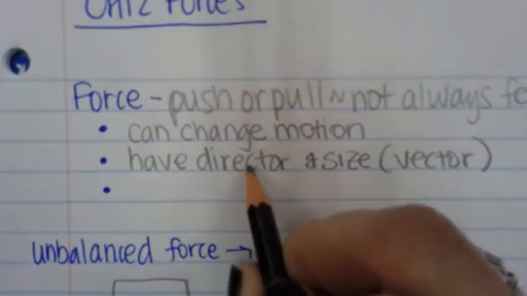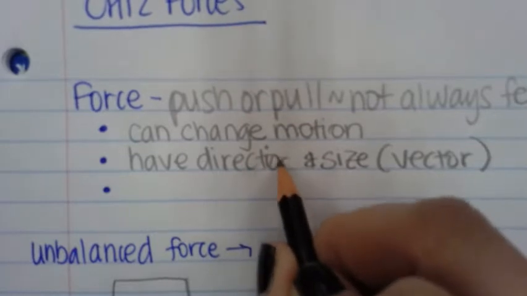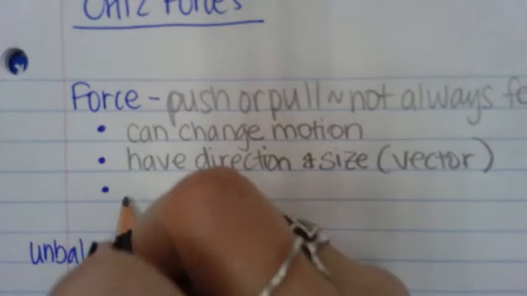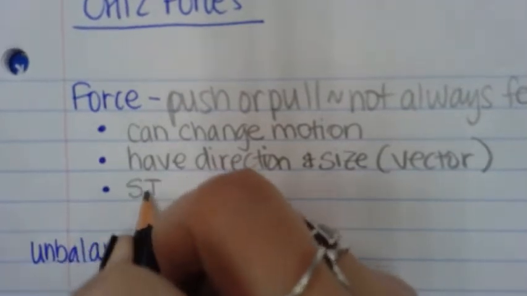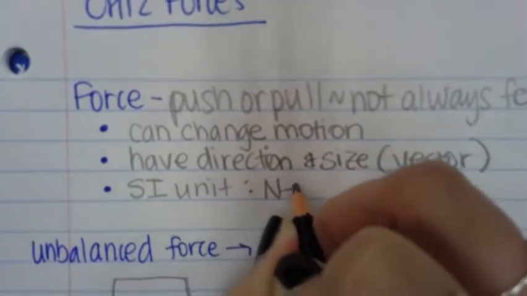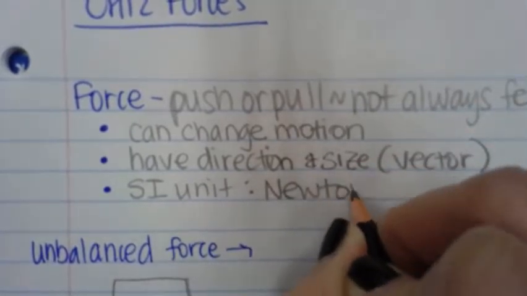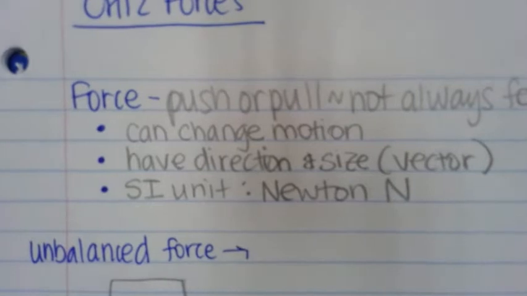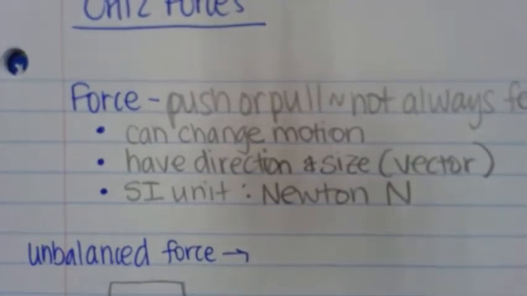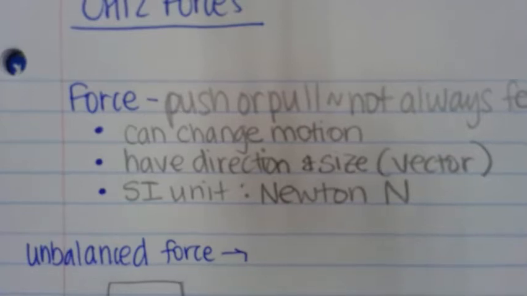Oops, I started to write vector there, I was thinking about vector. They have direction and size. The SI unit is going to be called a Newton, and we abbreviate it with a capital N. It was named after Isaac Newton, and we're going to look at Newton's 3 laws of motion in this chapter.